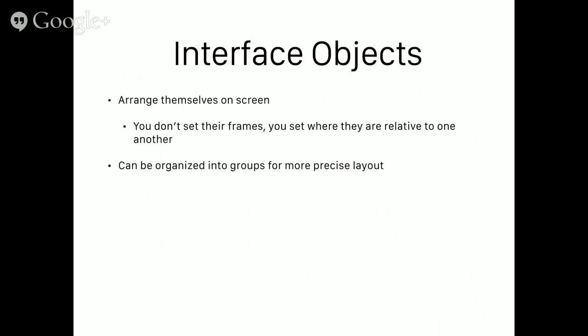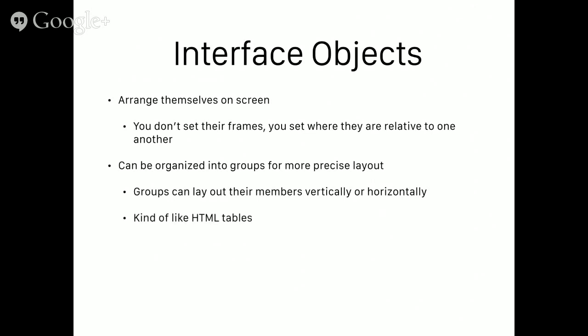You can put them into groups for more precise layout. So instead of just adding them all to the screen, you can group them and move them around, and we'll see that in a live demo, either vertically or horizontally. The best analog to this layout system is HTML tables. So if you remember that back in the day, you could have like a table inside a table to lay stuff out exactly how you wanted it. WatchKit's kind of like that, but I think a little nicer because you edit things visually and not with a bunch of nested HTML tags.